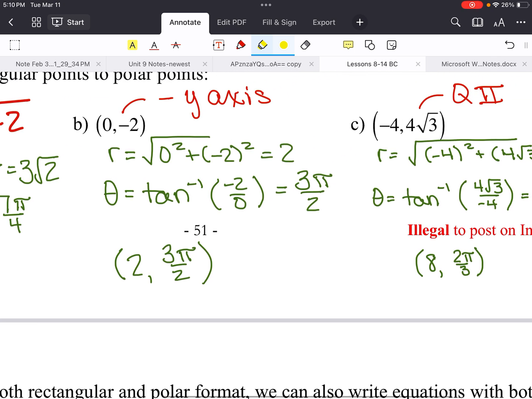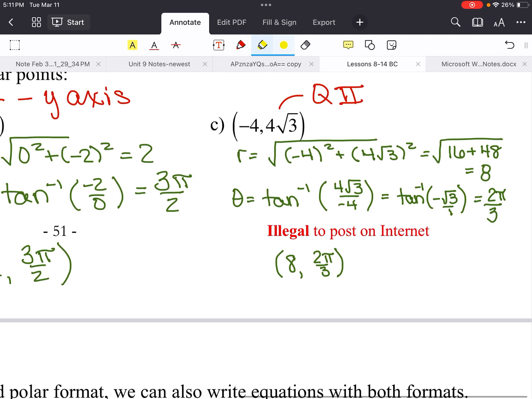This point, the math is the same, but on this one, 0, negative 2, that's a point that's going to be on the y-axis. So I can find my radius using the Pythagorean theorem. I can do inverse tangent, although I know that point is going to be on the negative y-axis. So inverse tangent of negative 2 over 0, that's undefined. So where do I find angles that have a tangent that's undefined? Also on the negative y-axis, well, 3 pi over 2.